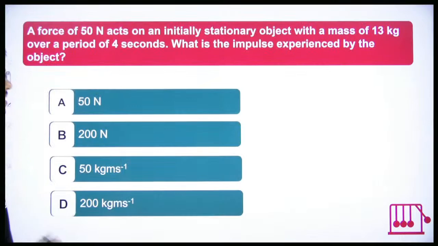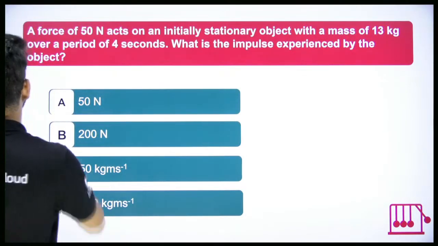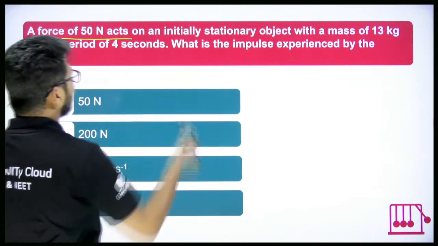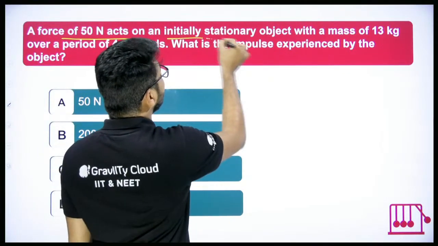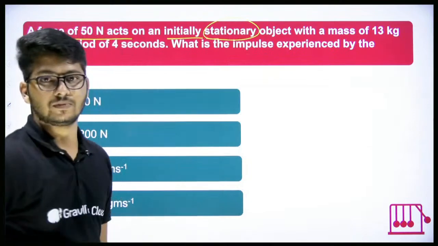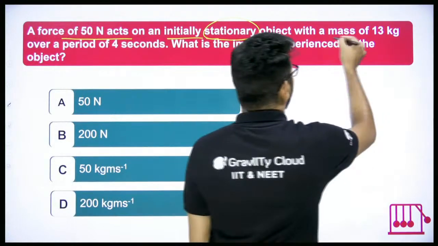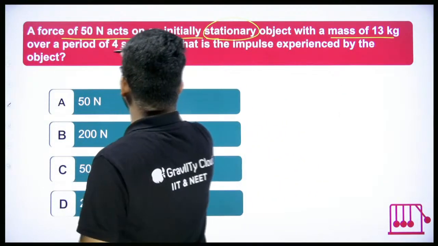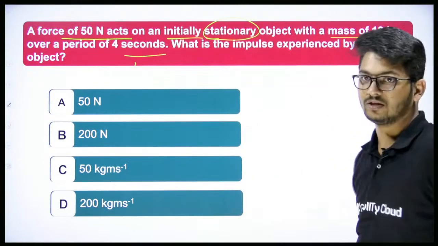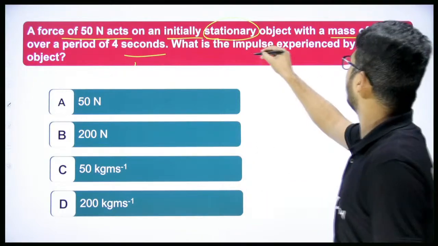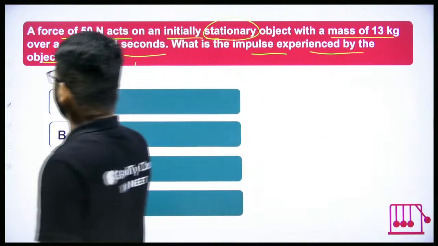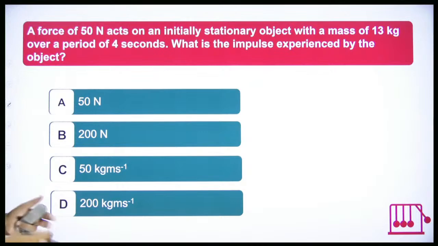So let's go into a few examples, simple straightforward examples. A force of 50 Newton acts on an initially stationary object. Initially it is at rest. With a mass of 13 kilograms over a period of 4 seconds. So force is given, mass is given, time is given. What is the impulse experienced by the object? And we have a few options.